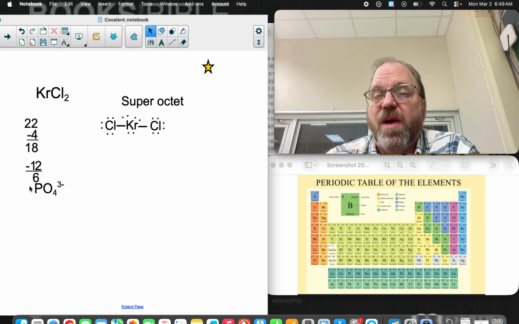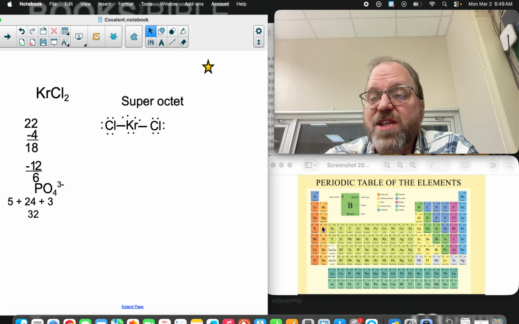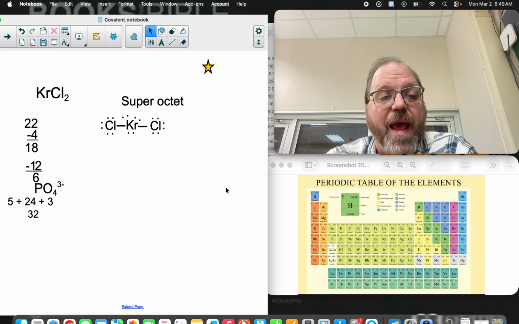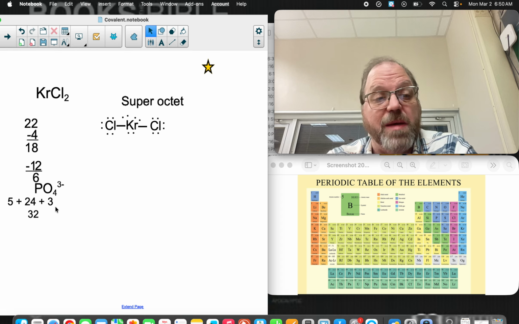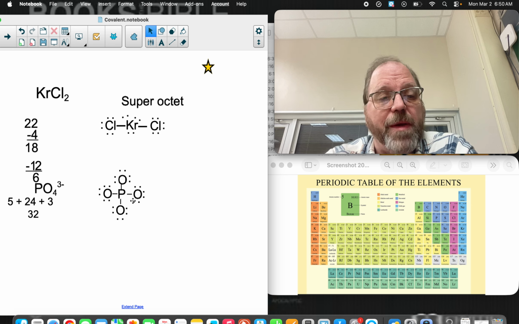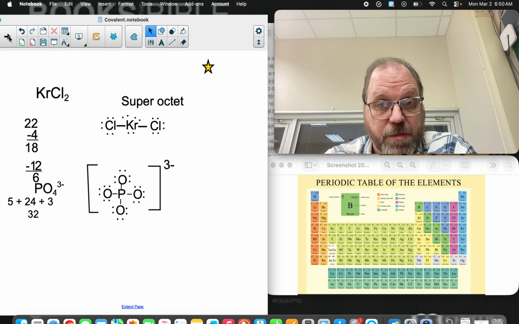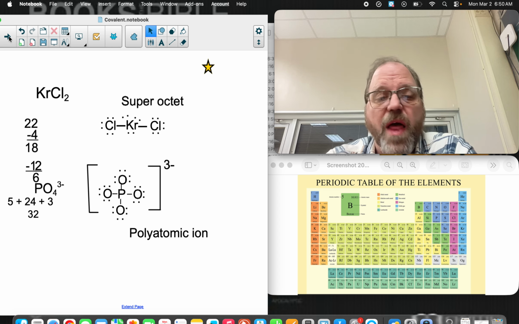Now let's look at phosphate, PO4, 3 minus. Okay, so we're going to have 5 for phosphorus, 1, 2, 3, 4, 5. Right, there's phosphorus. Oxygen, we said before, 6 times 4 is 24. And that -3, if it's negative, we're going to add electrons. If it's positive, we'll subtract them. So we have 32 electrons to work with. Phosphorus is the center, put oxygens around there, but because it's charged, we're going to put brackets around it, and the charge, basically a Lewis structure. It's what we call a polyatomic ion because it's a covalent molecule with a charge.